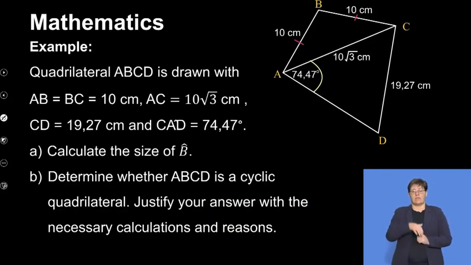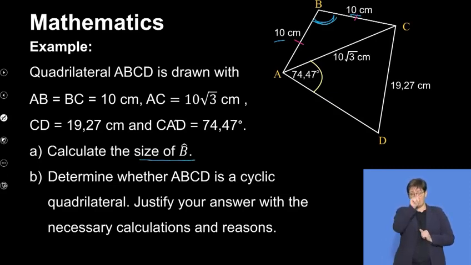Okay. Quadrilateral ABCD is drawn with AB and BC both equal to 10. So we've got an isosceles triangle there. And we're given AC is equal to 10 root 3. And they've given us the length of CD, and they've given us one angle, 74,47 degrees. Okay, and they want us first to calculate the size of B. So we're going to start with that question.